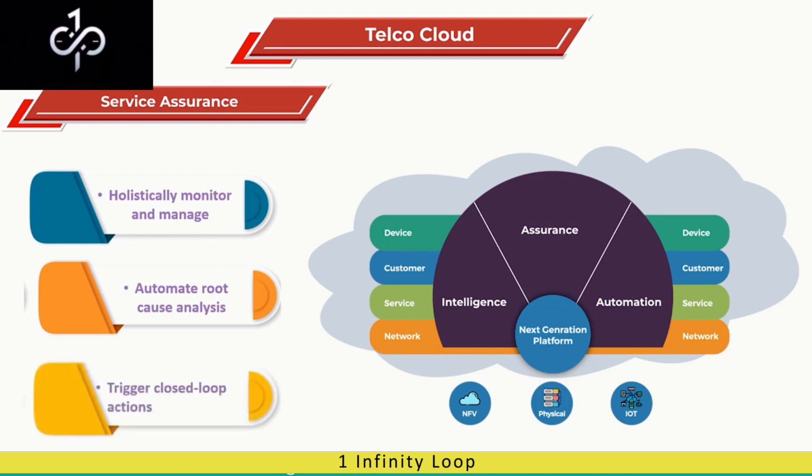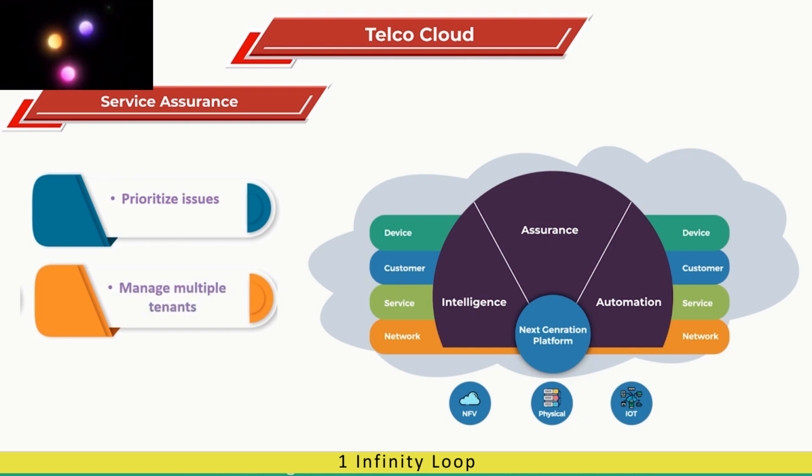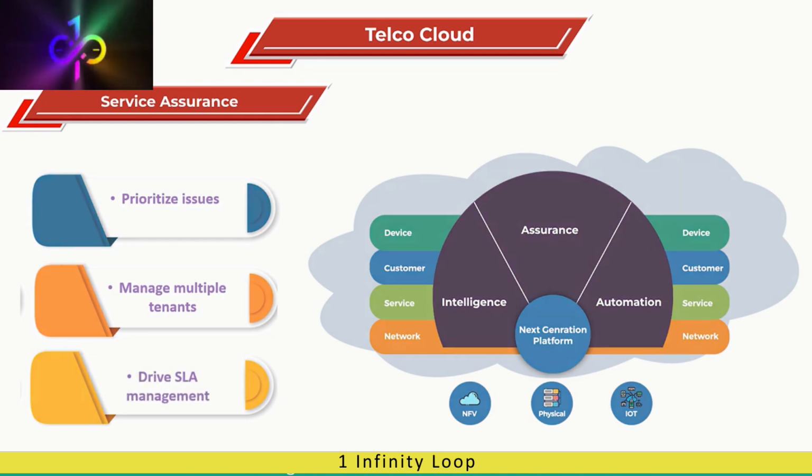Third, trigger closed-loop actions and remediations of problems via application programming interface, API integration with orchestration and operation support system tools. Fourth, prioritize issues based on correlation of service and tenant impact. Fifth, manage multiple tenants with multi-vendor solutions in a unified view. Sixth, drive SLA management with historical and real-time views, trending, forecasting, and adaptive alerting.